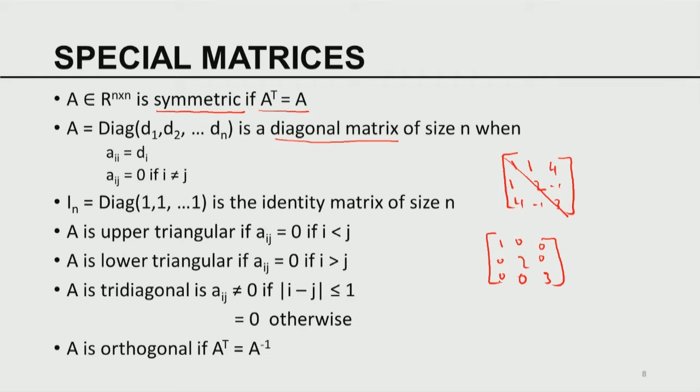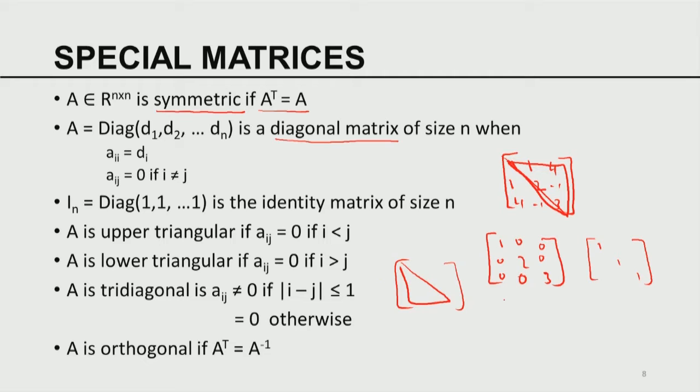The unit matrix is a special kind of a diagonal matrix where all the elements along the diagonal are 1, 1, 1. So in this case, this is the diagonal matrix of size 3. This is also a diagonal matrix of size 3. This is a non-unit matrix. This is a unit matrix. Then we can talk about upper triangular matrix. Upper triangular matrices are those where the diagonal and above the diagonal are non-zero. Lower triangular matrices are those where the diagonal and below the diagonal are all non-zero. This is lower triangular. That is upper triangular.